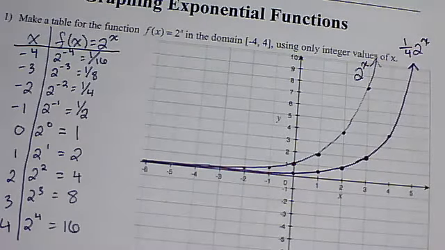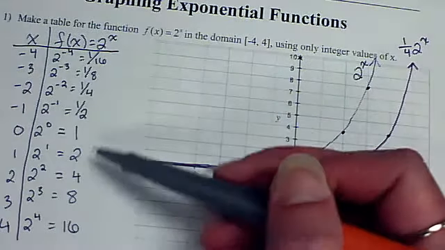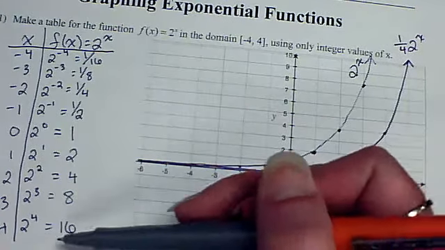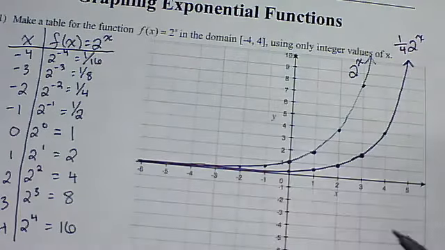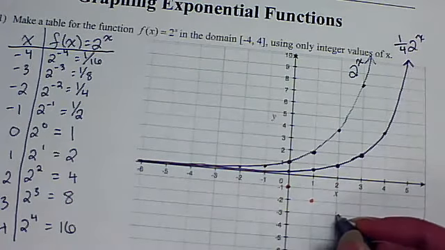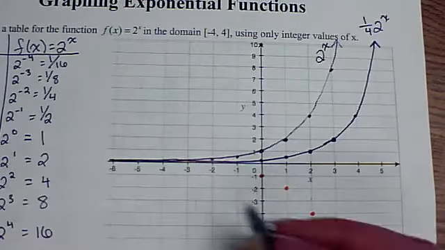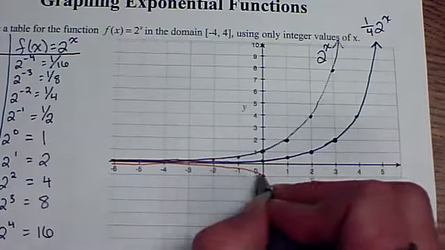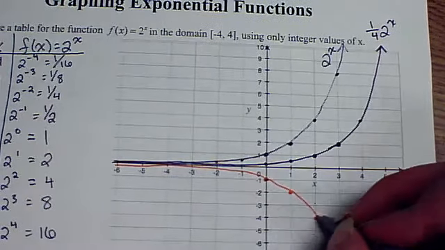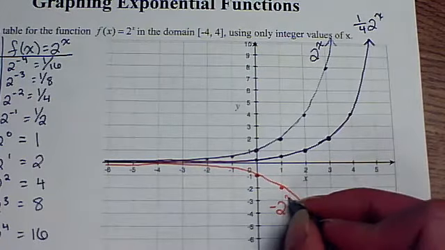Now the next one that I'm asked to graph is negative 2 to the x. So I'm taking this parent function and I'm going to make everything negative. What do we know from our rules about what that does to a graph? Well, I hope you remember it's going to flip it. So this would be negative 2 to the x.